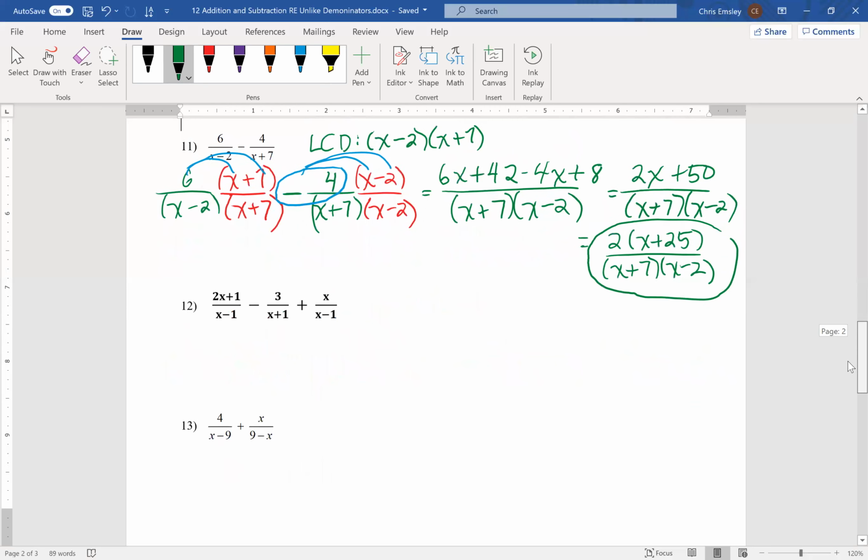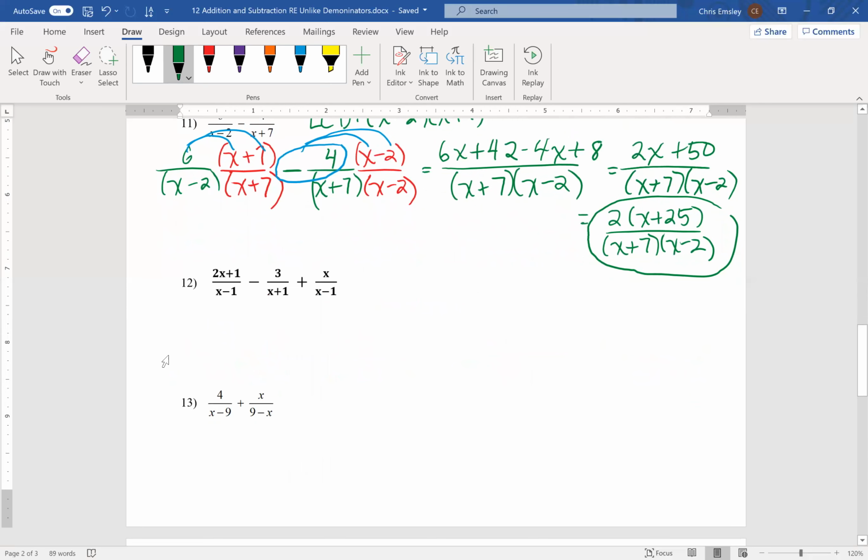Okay, next up, we're going to do number 12. The one thing that's a little bit different about number 12 is we now have 3 fractions that we're looking at. The denominators can't be factored, so the denominators are fine where they are. The least common denominator in this case has got to have an x minus 1 in it. From that second fraction, it also needs an x plus 1. And the third fraction, we're already covered. We got the x minus 1 there. So there's our LCD.